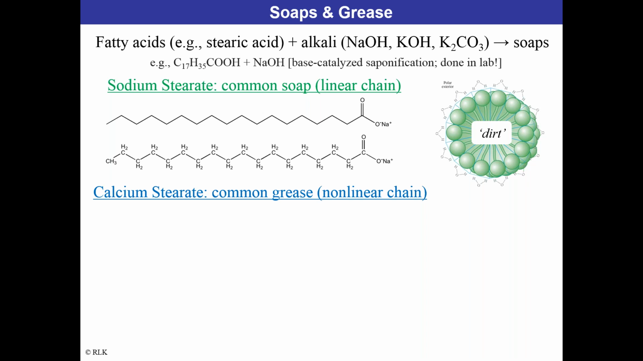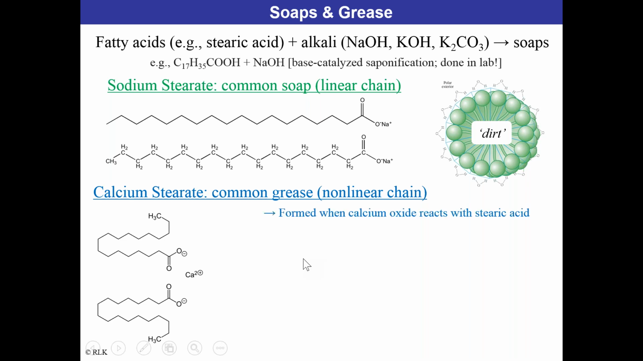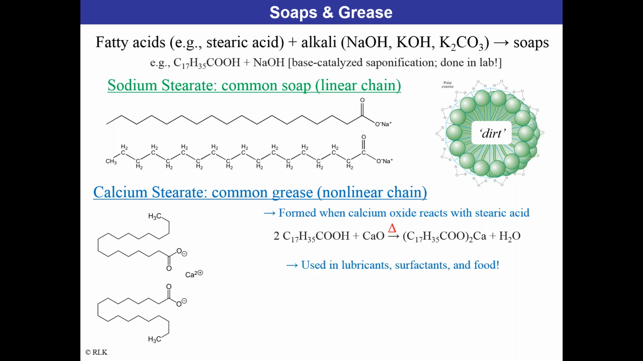It can be used to help any kind of material slide against itself, usually metallic, or any kind of friction-based environment where it's going to be pretty repetitive. You can use that kind of grease. So here is an example of the calcium stearate reaction. I show you the calcium 2+, and I give you the stearate molecule. I just bent that a little bit to show that it doesn't have to be a linear chain like I showed up here with the sodium.